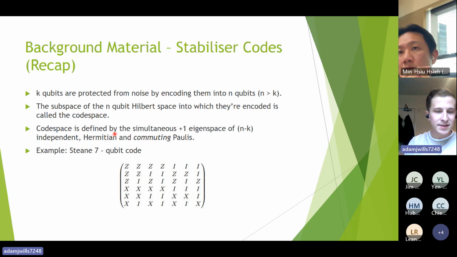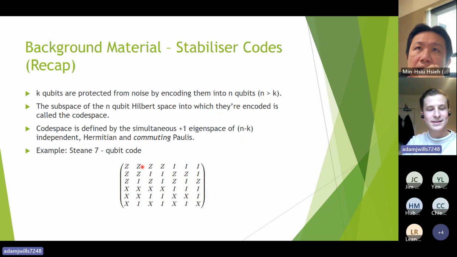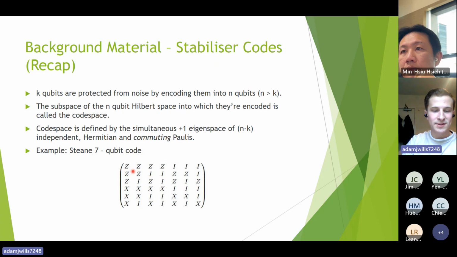So let me give a famous example now. This is the Steane 7-qubit code. This has 6 independent Pauli stabilizers here, acting on n equals 7 physical qubits. Let's say this first one is Z1, Z2, Z3, Z4. This second one is Z1, Z2, Z5, Z6. And there are 6 independent Hermitian and commuting Paulis on 7 physical qubits.